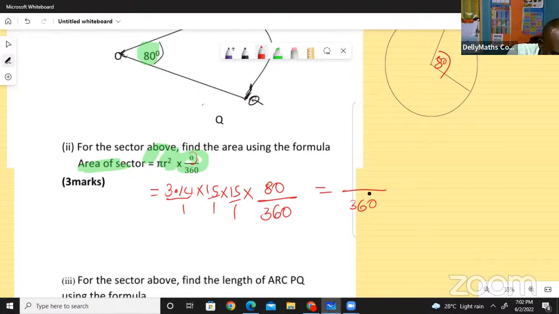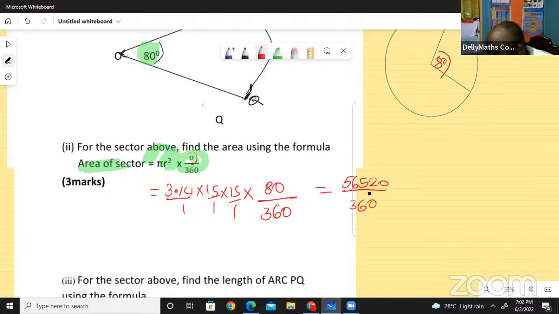But at the top, you will have 3.14. So I'm taking one extra step to help. 3.14 times 15 times 15 times 80. All right? Yes, I'm seeing somebody putting up the answer there. Yes, very good, Sabrina Bailey. So then I want you to write for me 56,520, and then divide that now by the 360.